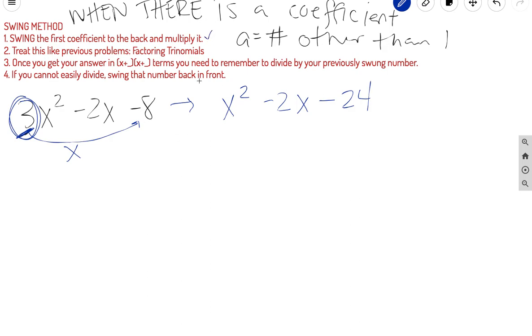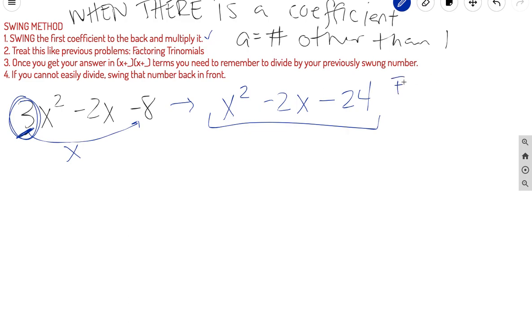Okay, check. Number 2, treat this like previous problems, factoring a trinomial. So notice how it looks. It looks just like the problems we've been working on in the last week. So we are going to treat it just like it.